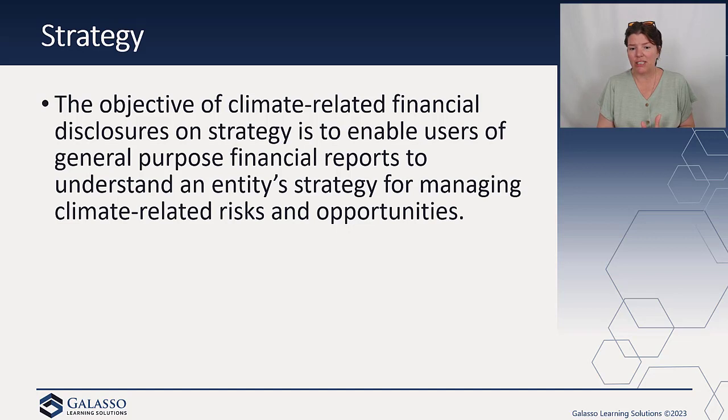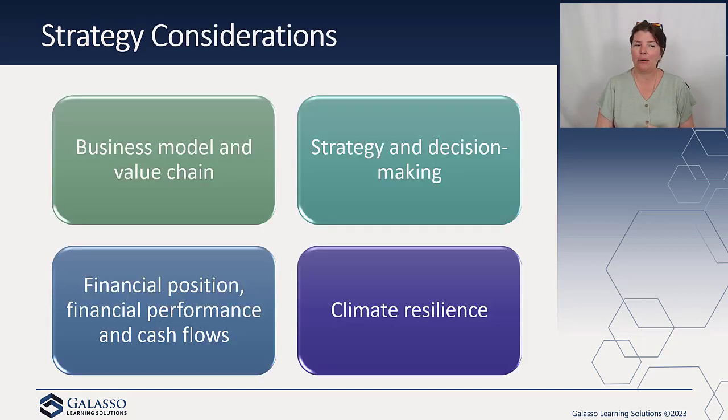What is the board doing in this area? In the area of strategy, obviously, this tries to help users understand what is the entity's strategy for managing climate-related risks. And this could be the current as well as the anticipated effects of climate-related risk and opportunity, as well as the impact of them. And so when we think about strategy, it could be business model. It could be value chain. How are they purchasing? What decisions are they making with respect to that? What is their strategy and decision making? What's their impact on financial position, financial performance, cash flows, right? With balance sheet, income statement, cash flow statement. What are the impacts here with respect to the climate and the climate impact?